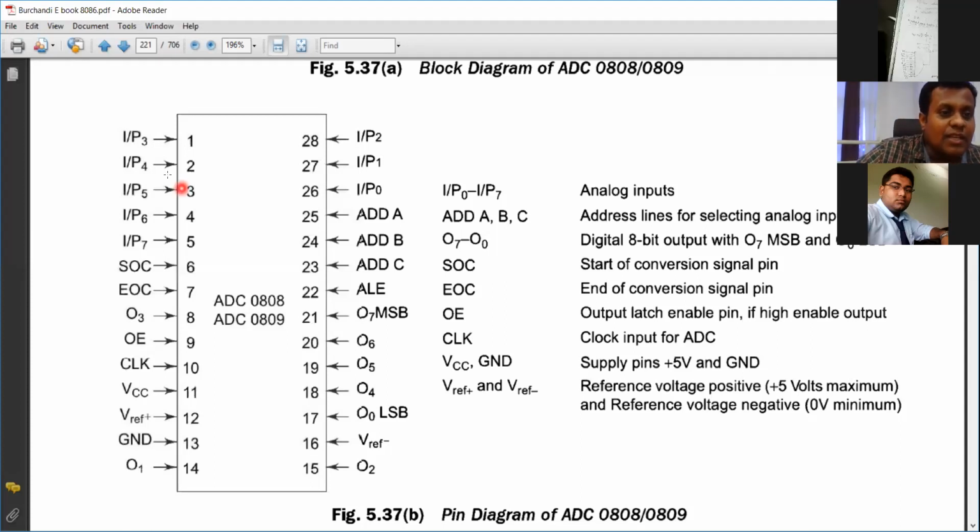Just see. This IP0 to IP7 is there. Everyone can see. Yes, sir. This is one ADC IC. First, ADC IC, what is the requirement? In the real world, all the data is nothing but analog data. But microprocessor and microcontroller cannot work with analog data. They work with digital data. So what are the advantages of digital data? It can be transmitted, it can be stored. That's why digital data is very important with respect to analog data.